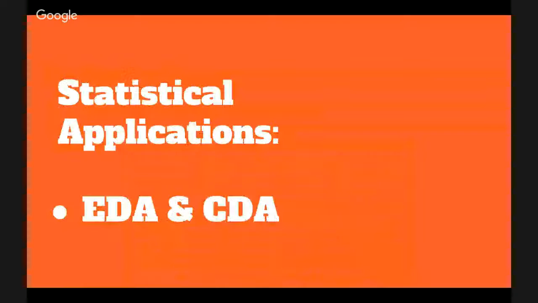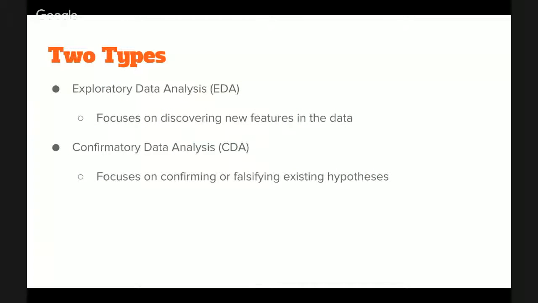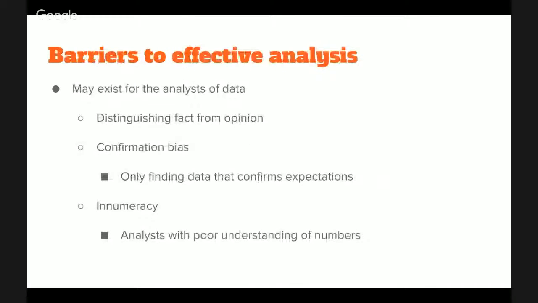That's business intelligence. And then statistical applications, EDA and CDA, which stand for exploratory data analysis and confirmatory data analysis. Just on a side note, EDA focuses on discovering new features within data, things that people sometimes overlook. And confirmatory data analysis focuses on confirming or falsifying existing hypotheses that people come to conclusions on based on reviewing data. So confirmatory just makes sure that those hypotheses that people reach after reviewing data are actually correct.